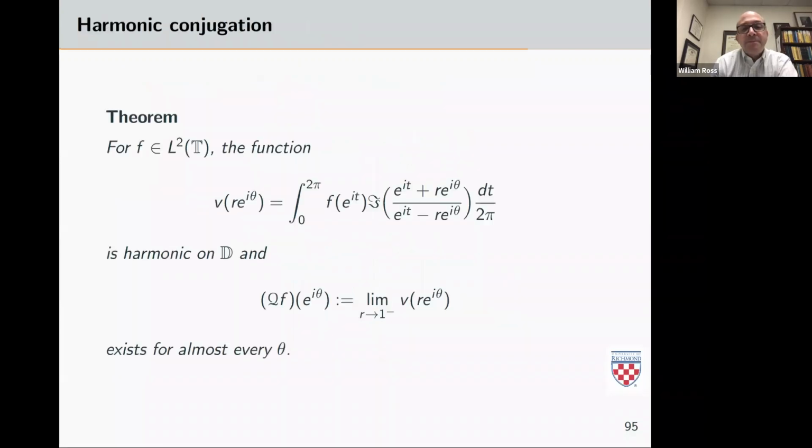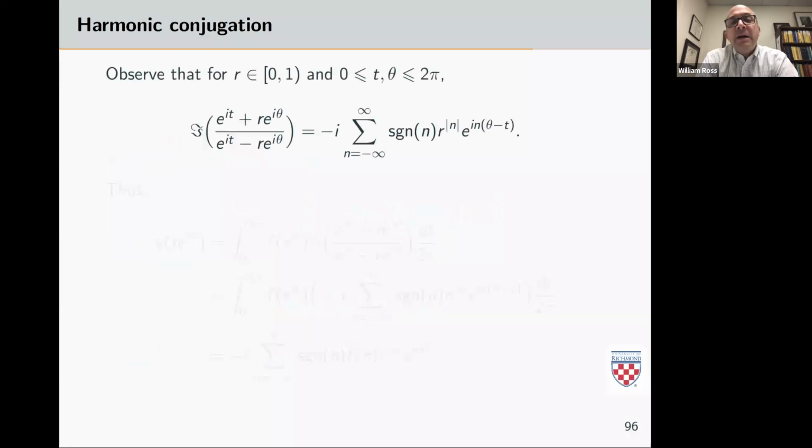So the harmonic conjugate should just be the imaginary part. It should be the Poisson integral, but what's called the conjugate Poisson integral, where I take the imaginary part of this. Again, for the same reason, this is going to be harmonic on the open unit disk, and for a slightly different reason, its boundary values will exist almost everywhere. So I want to focus on this function Q.